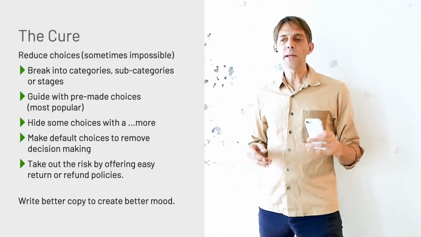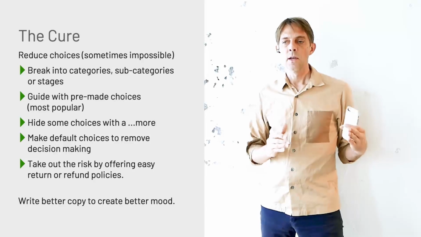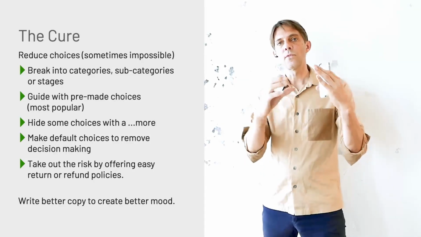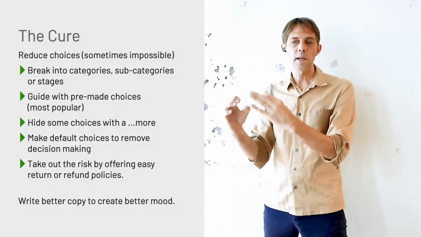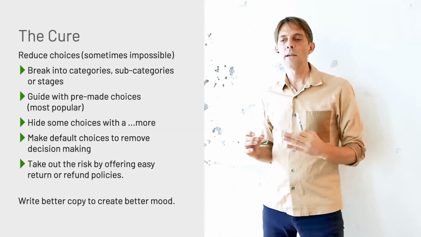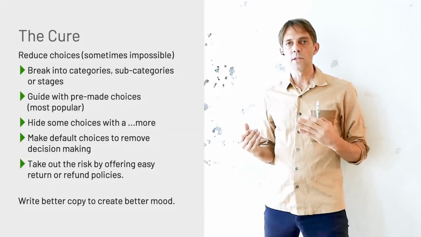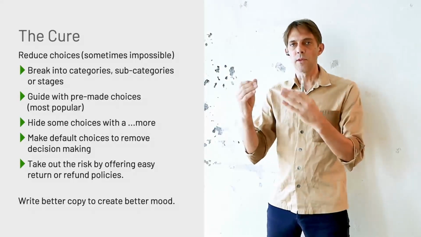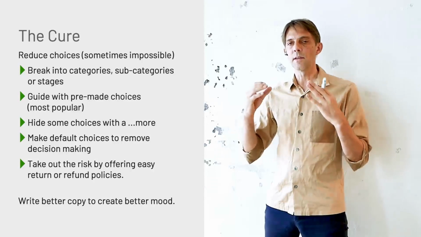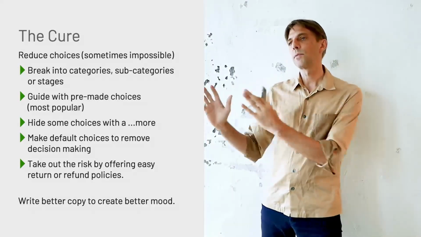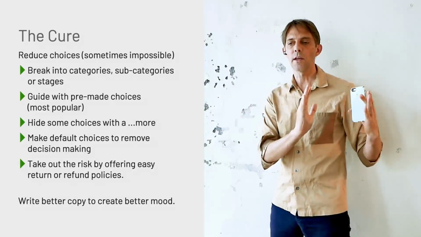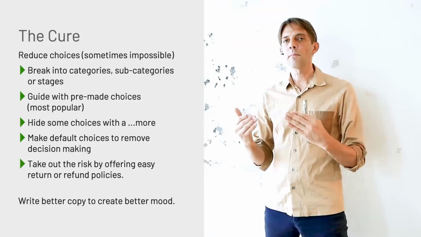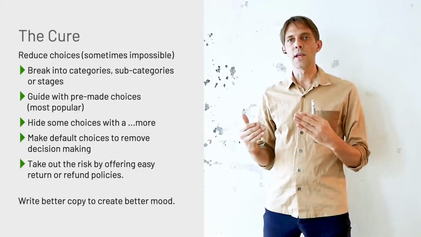So to break it all down, you need to break it into categories or subcategories in sort of a pull-down menu, for example, in a navigation. And you can sort of guide the user to what you think is the most logical, most popular step for them to go to, like the main path. So 90% of your users will probably go that road. You can hide some of the choices, make some of the decisions for the users so they don't have to.